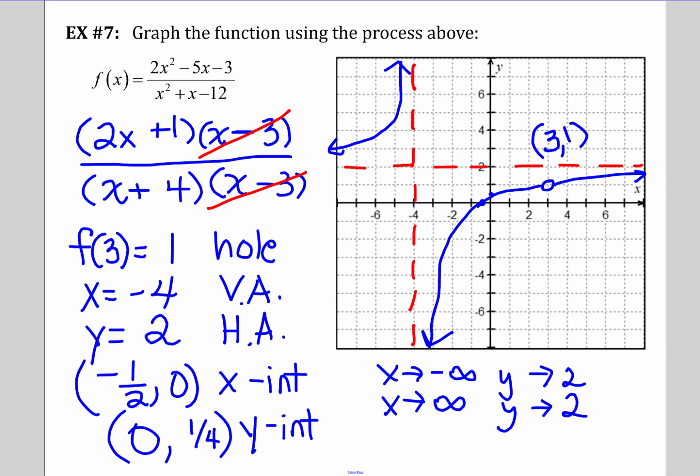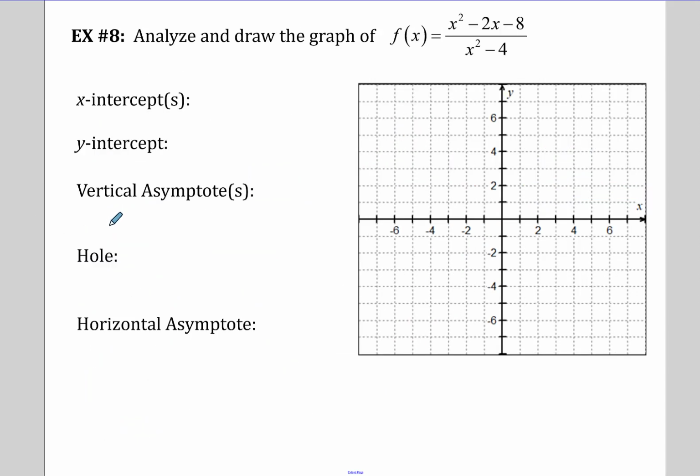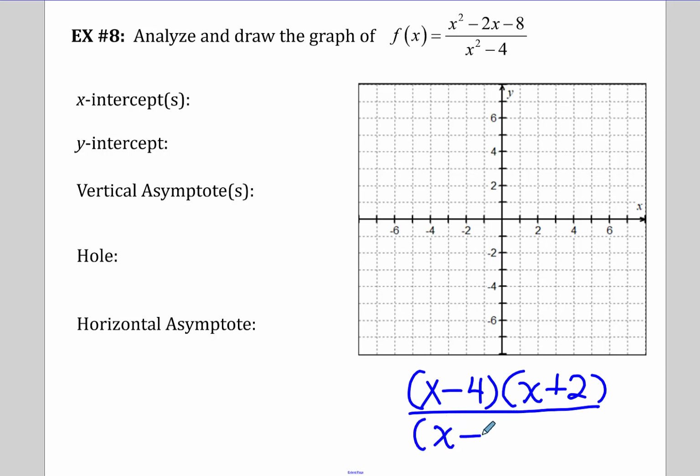Okay, we only have one more to go. So analyze and draw. Let's see, can you factor this? 4 times 2 is 8. And we got the difference of 2 squares on the bottom. So a -2 and a +2. And that gives us a hole. So I have a hole in the graph at -2.